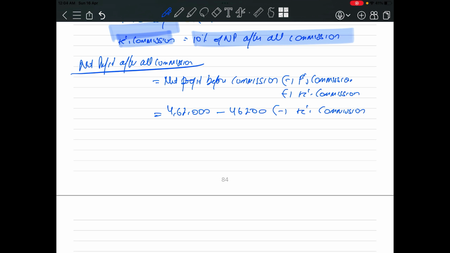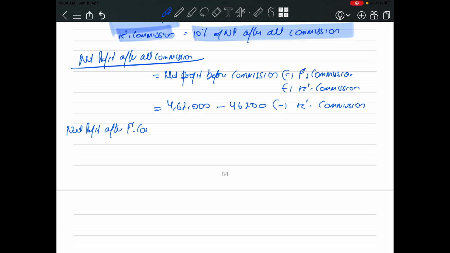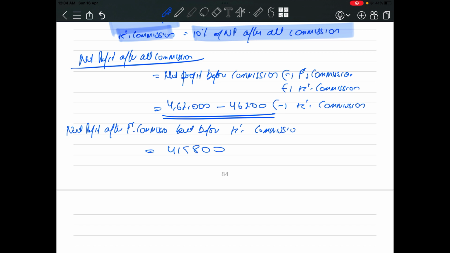Now, can I say what the net profit after F's commission but before K's commission is? Out of this net profit before commission, we have the commission amount of F. So if I deduct 46,200 from 4,62,000, I will get 415,800. This is the amount of net profit after F's commission but before K's commission.